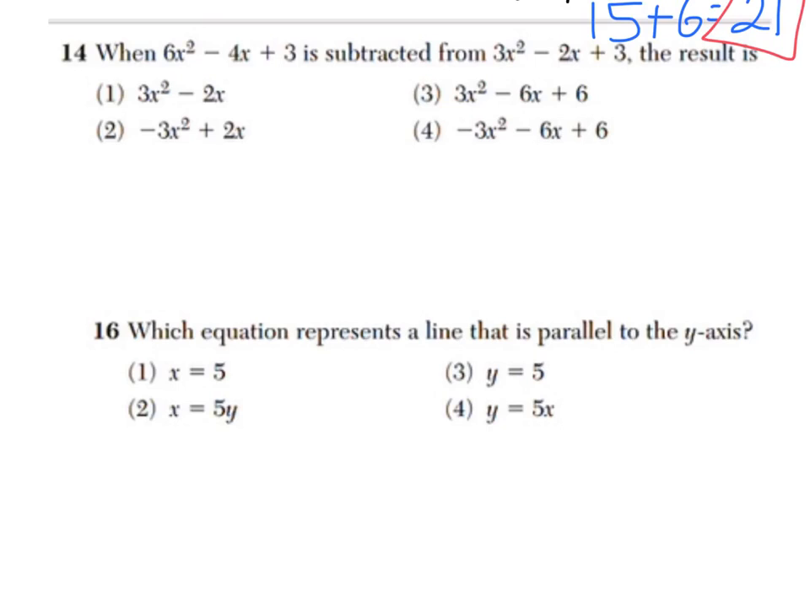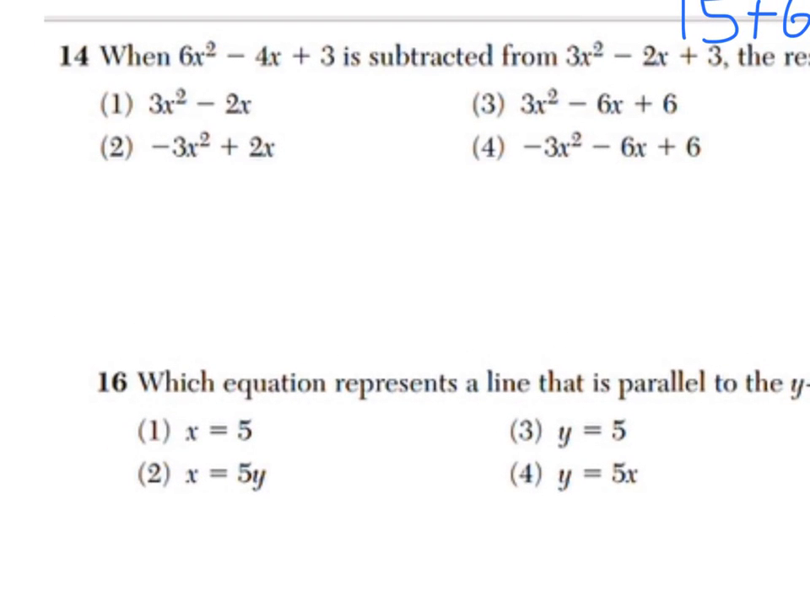It says when 6x squared minus 4x plus 3 is subtracted from, and then we've got this trinomial right here, the result is what? So if it's subtracted from this, we're going to be starting with this. So I'm going to write this first. Alright, I'm going to do 3x squared minus 2x plus 3. And we're going to be combining like terms.